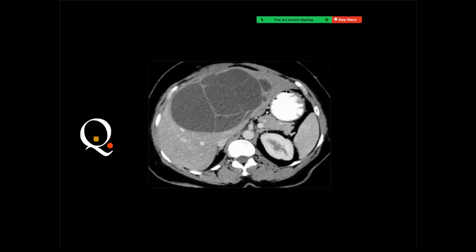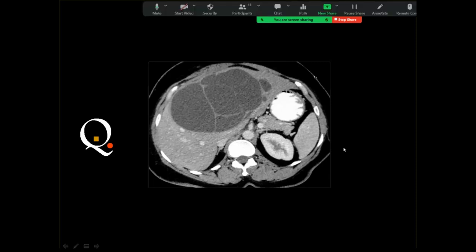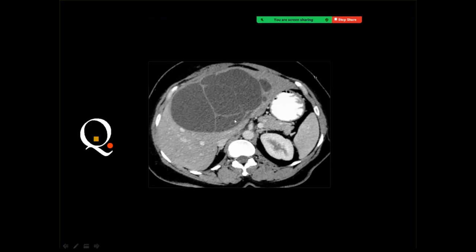Next case is a big hydatid, cystic hydatid, lesion in the liver. Sorry? Hydatid, no. Hydatid cyst has one of three findings: calcification of the wall, floating shadows, and daughter cyst along the inner wall of the big lesion. But this is a big cyst with internal septations, as you can see.